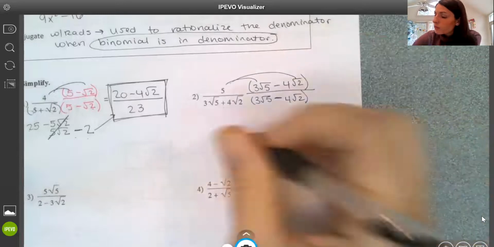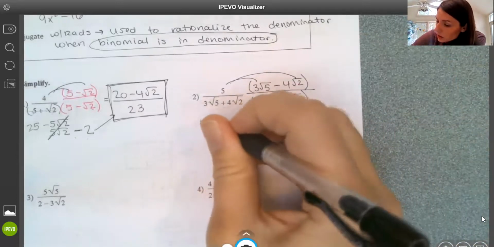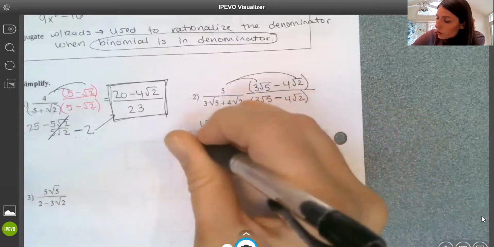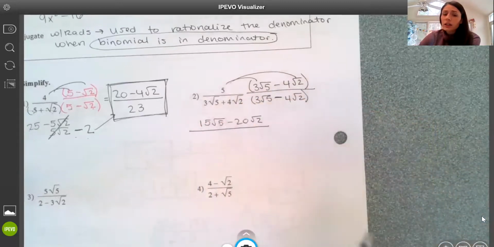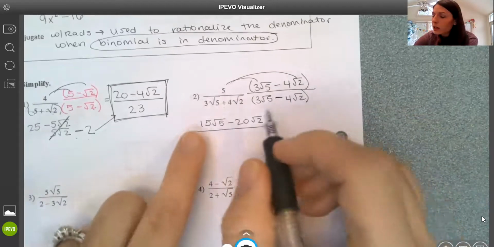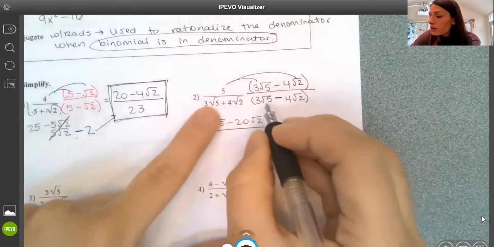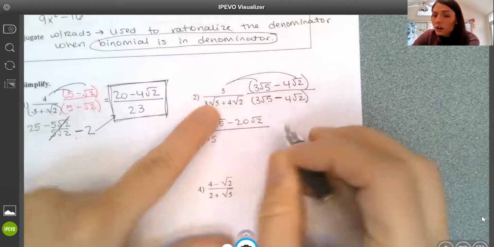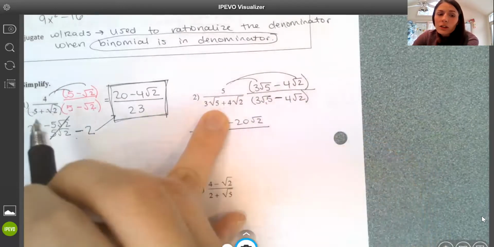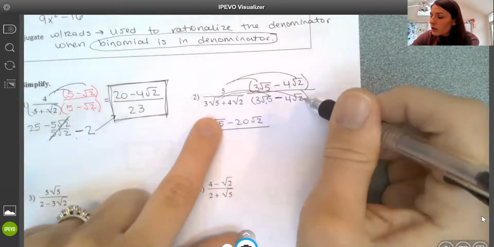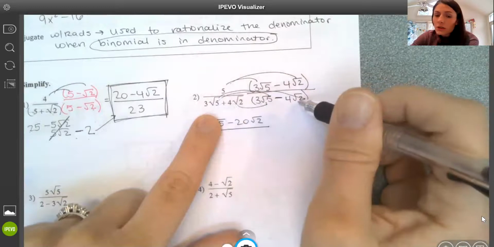In the numerator, we distribute. So that gives me 15 rad 5, subtract 20 rad 2 in the numerator. In the denominator, let's think about what this is going to give me. 3 times 3 is going to give me 9. Rad 5 times rad 5 is going to give me regular 5. Now, because we know this would happen, you can look at it, but it's going to be negative 12, positive 12. They're going to cancel those middle terms.